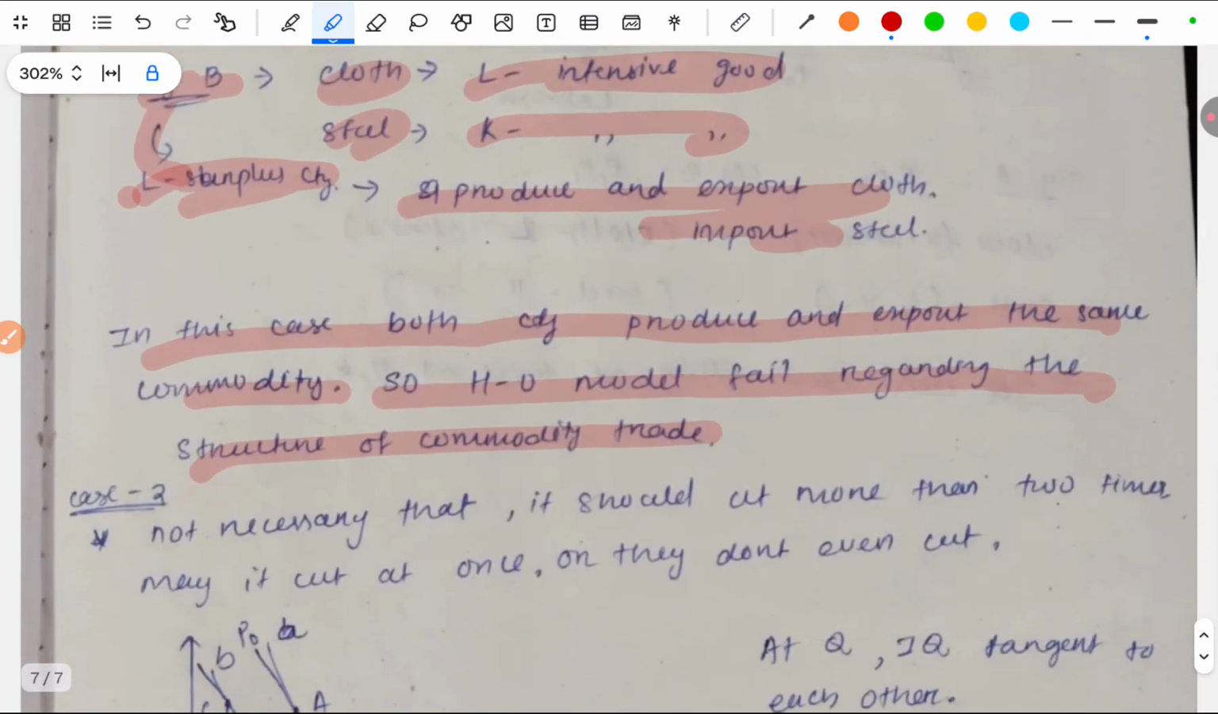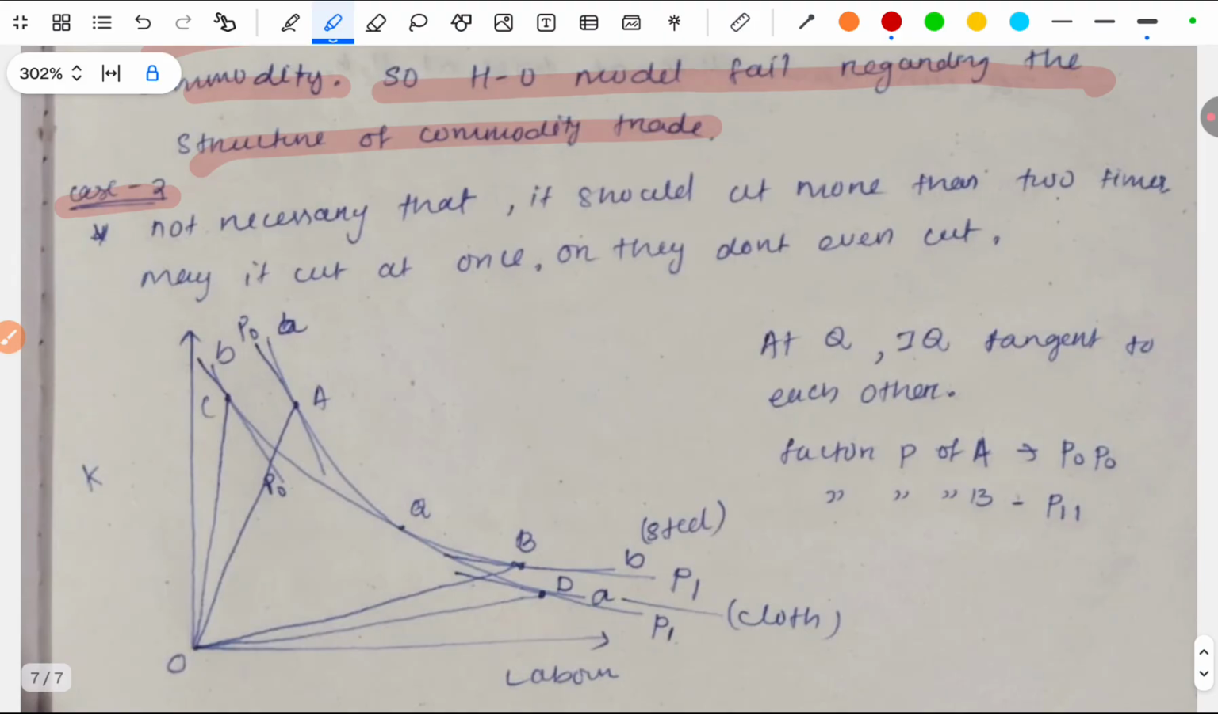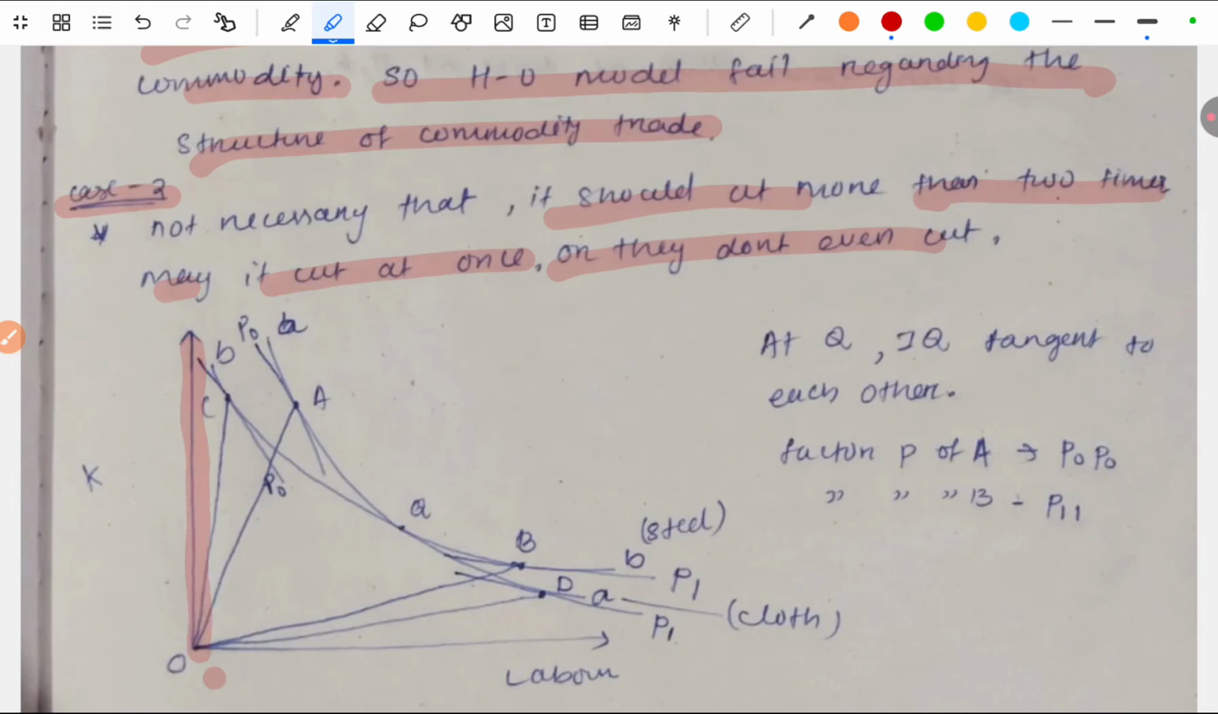Now we are starting the second case. In the second case it is not necessary that the isoquants cut more than two times. Maybe they cut once, or twice, or they may not cut at all. This is capital, this is labor, and at Q the isoquants are tangent to each other. The factor price of country A is P0 and P0, and the factor price of country B is P1 and P1.